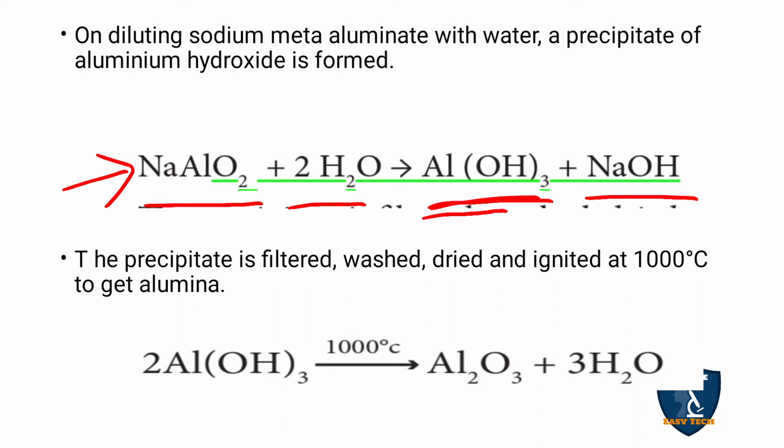The precipitate is filtered, washed, dried and ignited at 1000 degrees Celsius to get alumina. So this precipitate, aluminium hydroxide, is first filtered and washed, and then heated at 1000 degrees Celsius. What you get is the alumina, Al2O3.